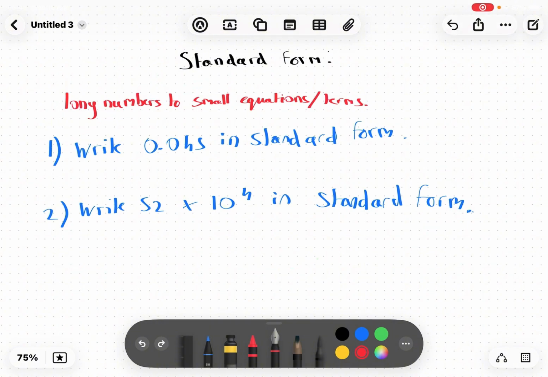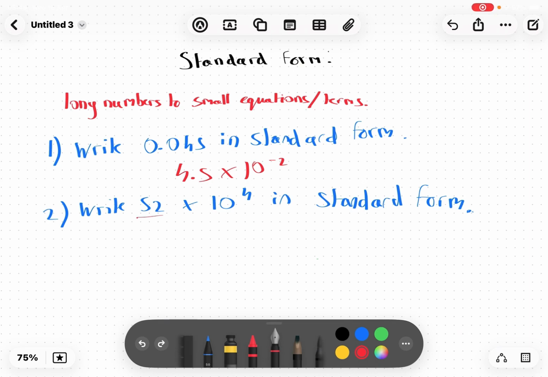Okay, let's go. Over here, we can see the 45 at the end. So our number would be 4.5. And we will times that by 10 to the power of minus 2, because we can see the 2 over here. Now, next question is a bit harder.